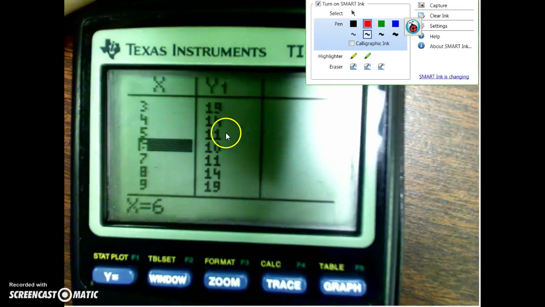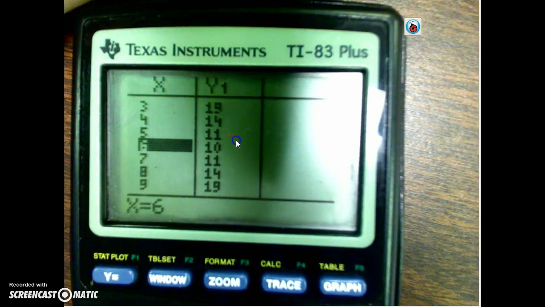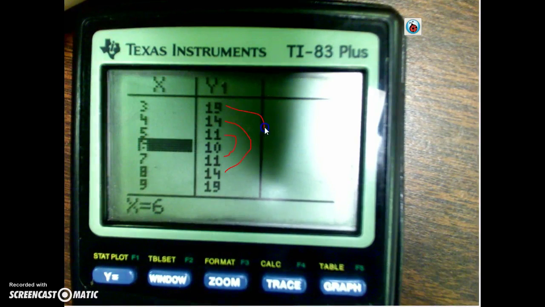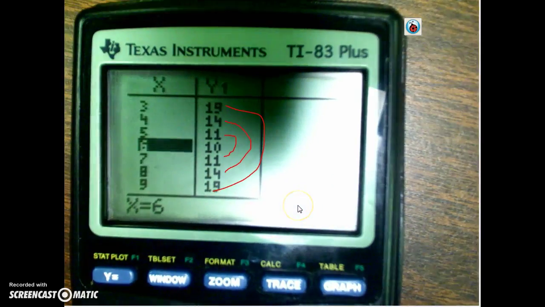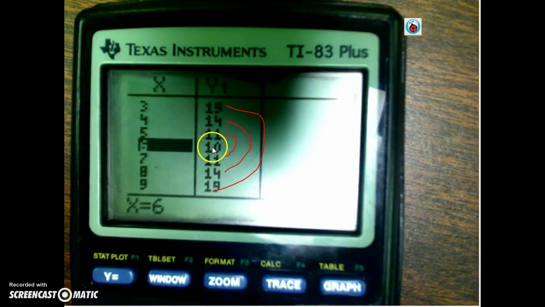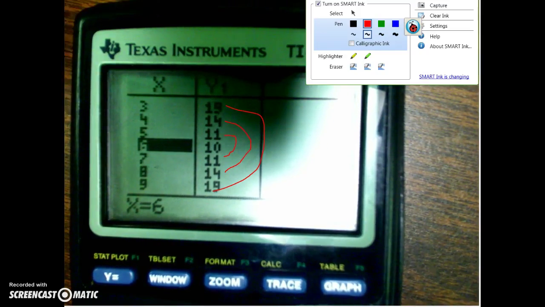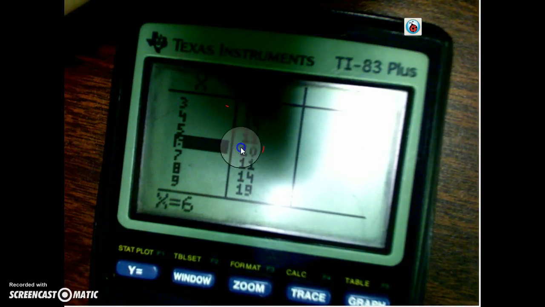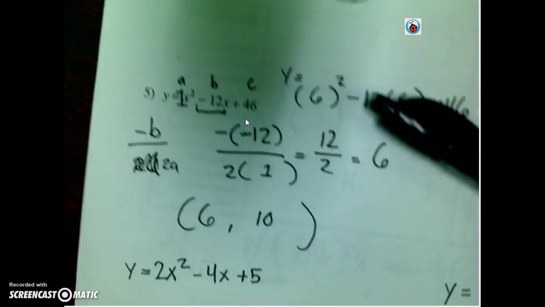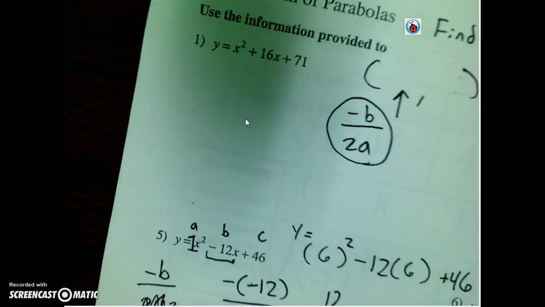What I mean by that is this. If this is indeed our vertex, then these numbers have to be the same, and they are. 11 and 11. These numbers have to be the same, and they are. Because the vertex is the middle of our parabola. So once we find it, the numbers around it should all be symmetrical. So that's how we would find our vertex of 6, 10.